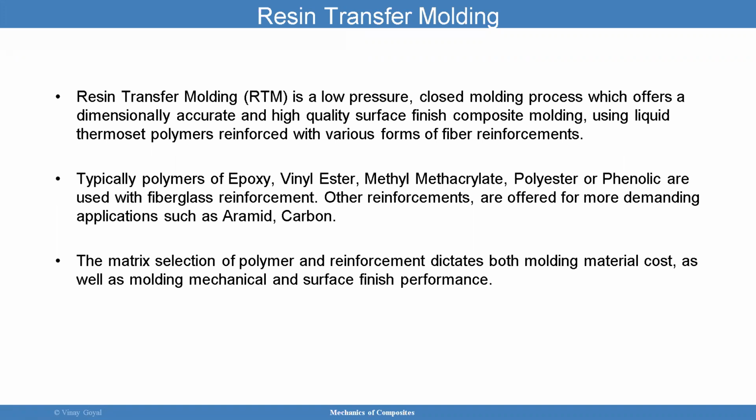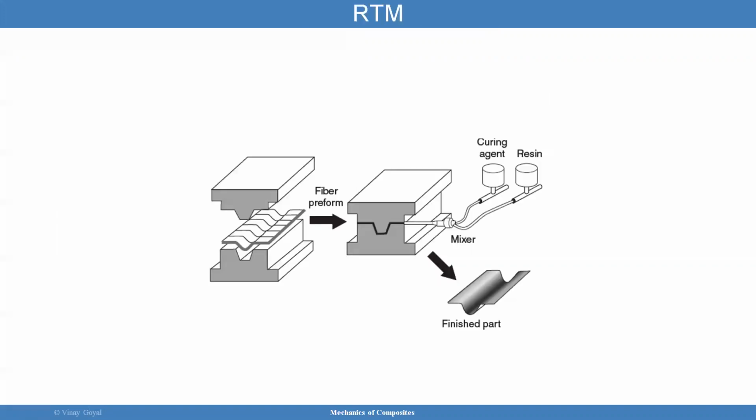The selection of polymer and reinforcements typically will dictate the material cost, the mold cost, the molding cost, as well as the mechanical and surface finish performance. And here you have an example of an RTM. You have the molds, the composite system in here, and now you press it with pressure, and then you have a cure agent and the resin being injected, and now you have your finished part.